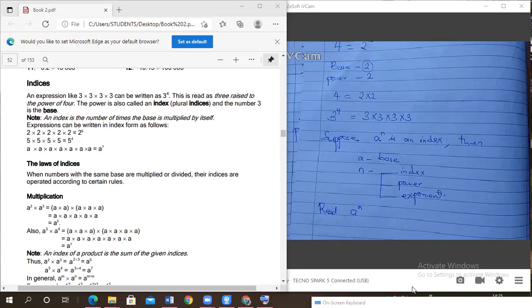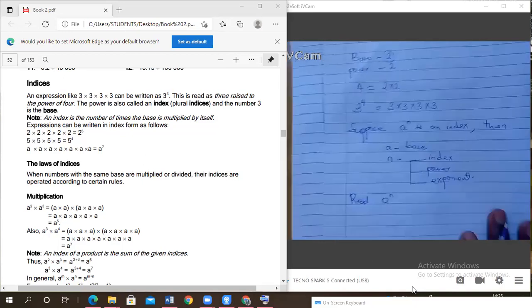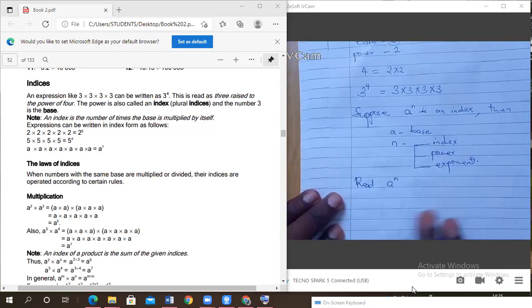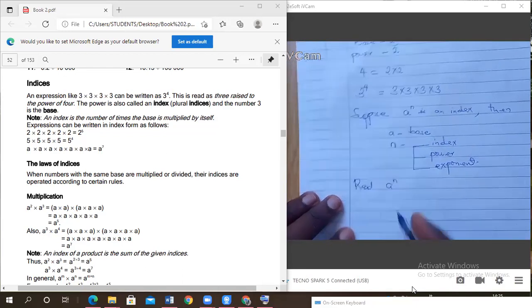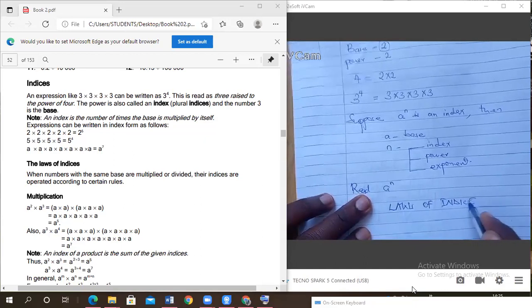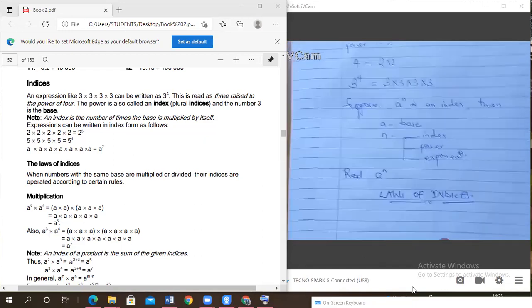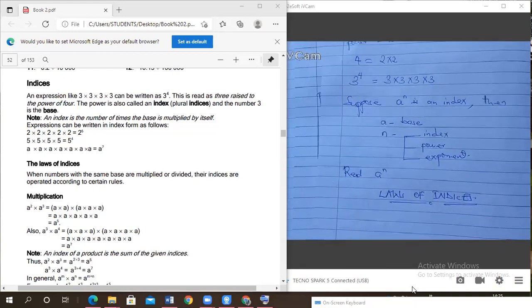Now let's look at certain laws that we must pay attention to when we are looking at indices. There are some laws which govern indices that we must remember. So let's say the subheading: laws of indices.